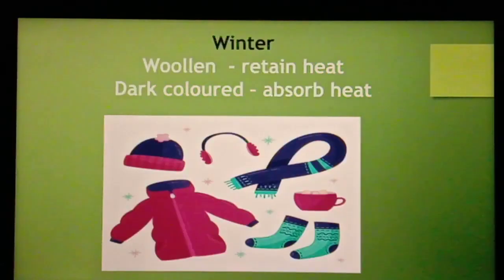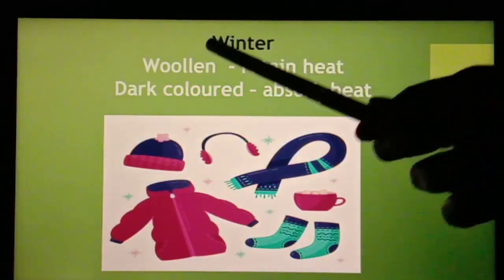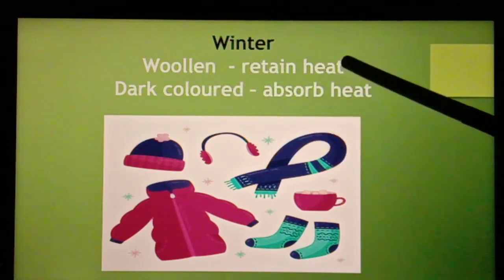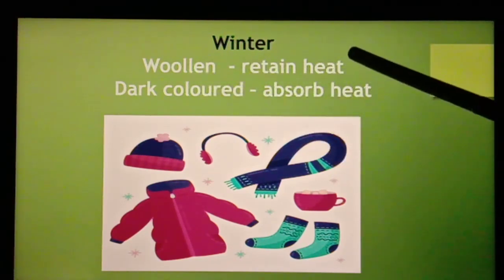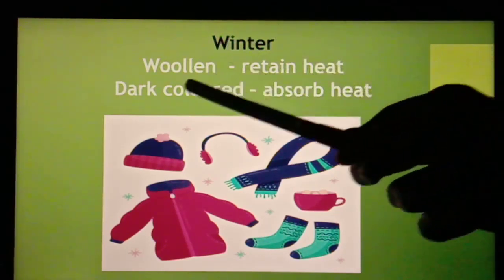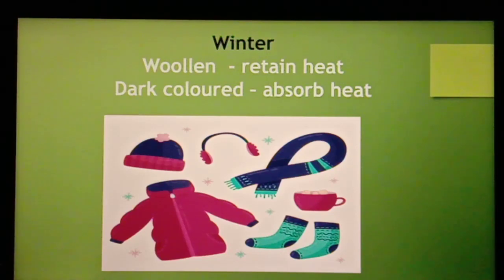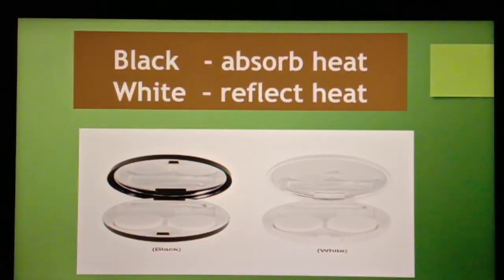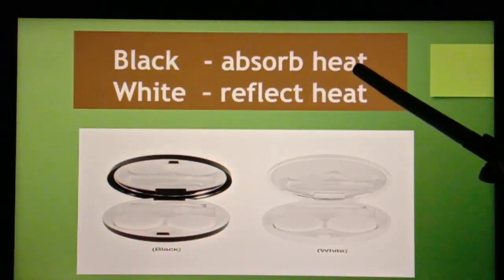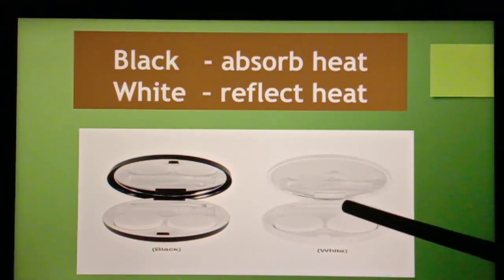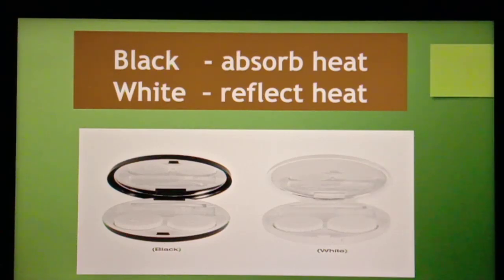In the same way, in winter we use woolen clothes because they retain heat inside them. So the heat of the body will not go outside and we will feel warm. We use dark colored clothes because they absorb maximum heat and keep our body warm. So in this way we can say that black color absorbs maximum heat, whereas white color reflects maximum heat.